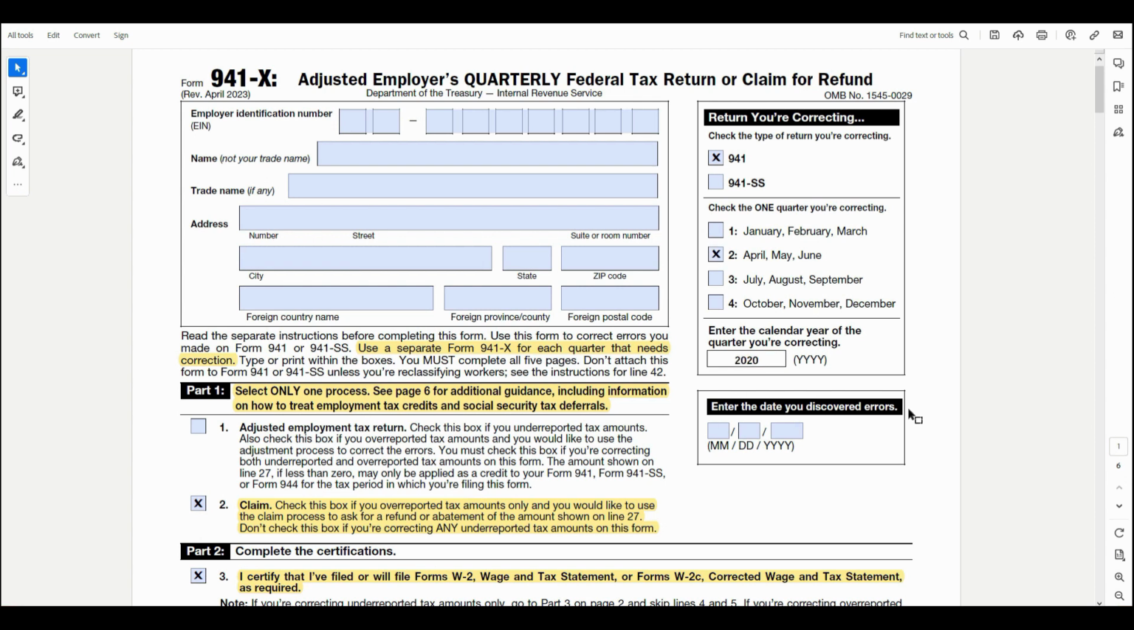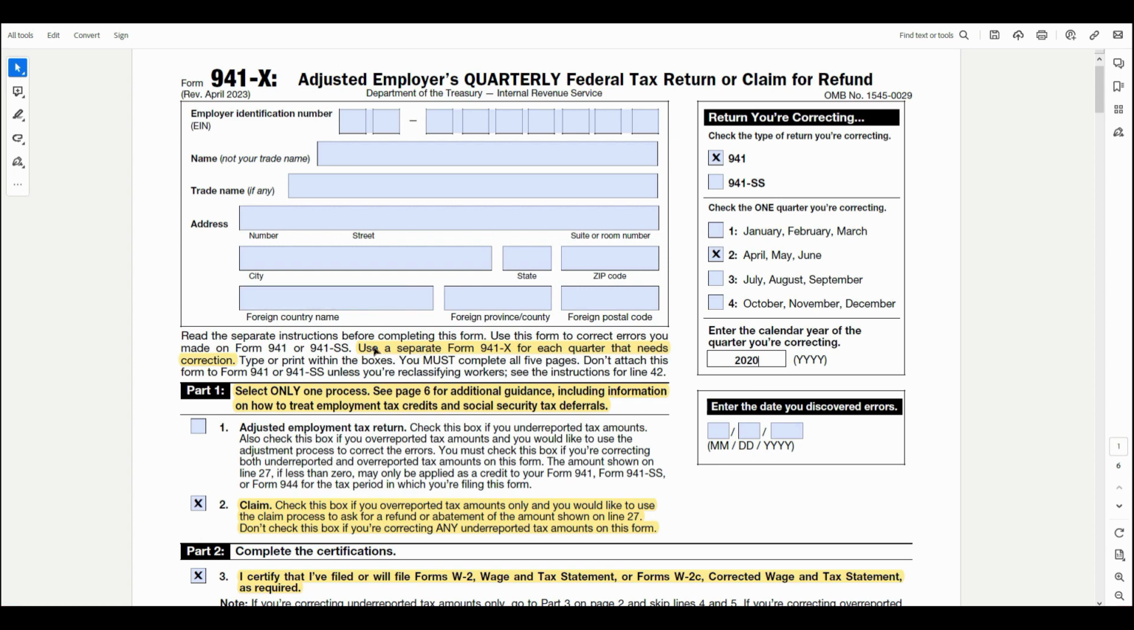And then enter the date you discovered errors. So whenever you find out that, hey, I should claim this, I'm eligible to claim the ERC, enter that date there, okay? You want to use a separate 941X for each quarter that needs correcting. And that's, regularly, this is what you would do. So any quarter that needs a correction, of course, you would gather all the corrections that need to be made so that you only file one of these adjustments and not several, okay?